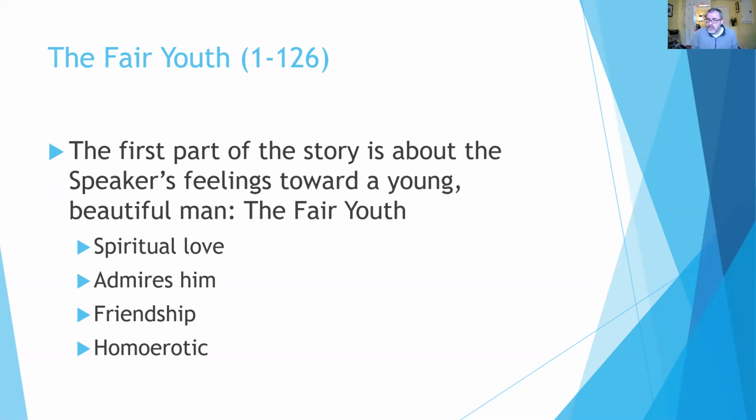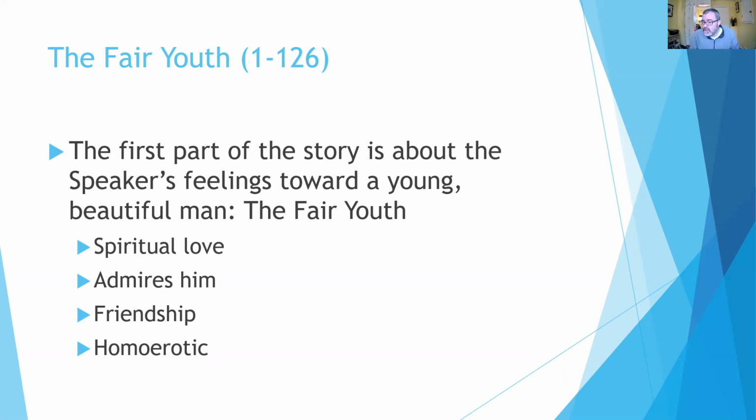So the first portion of the story, like I said, is about the fair youth. That begins on Sonnet 1 and goes all the way through Sonnet 126. He's got strong feelings towards this individual, and it's not just the physical, and honestly, not necessarily emotional. I would say that the speaker here would argue that the love he feels for the fair youth transcends that type of love. It almost approaches a spiritual type of love, if you will.